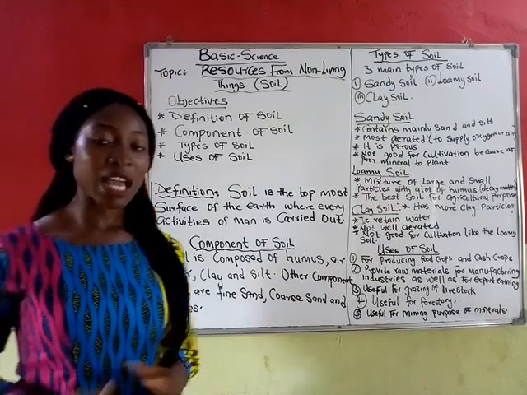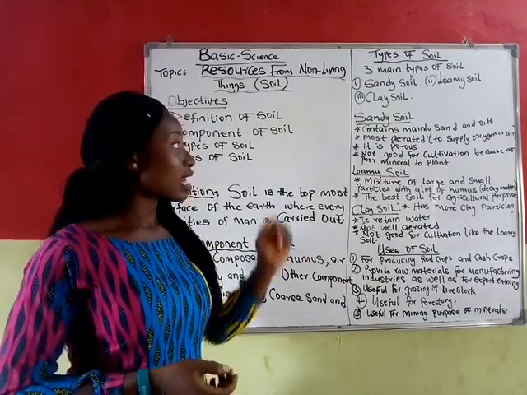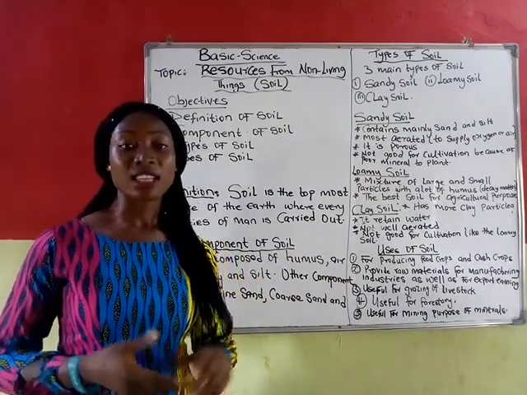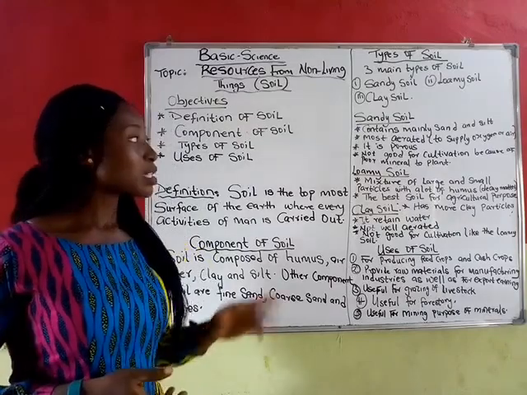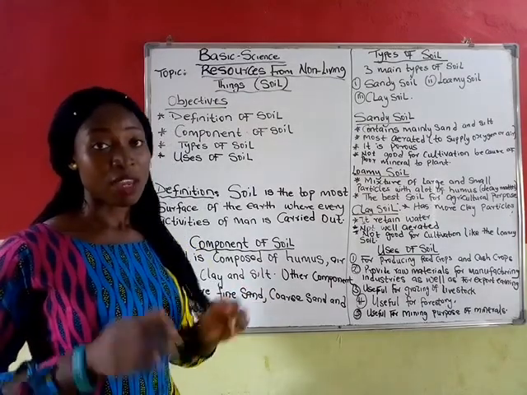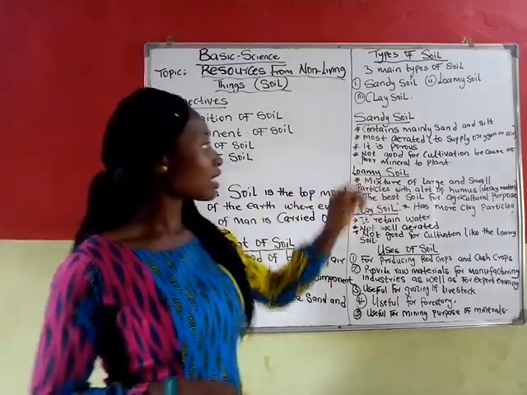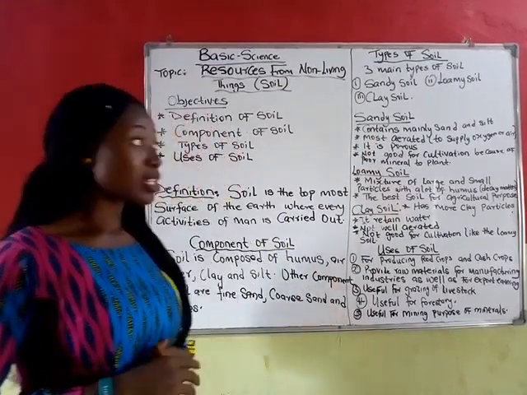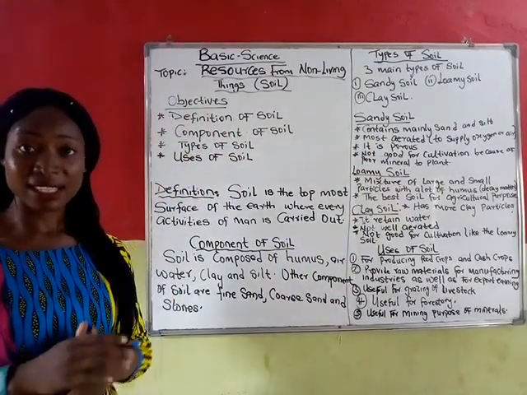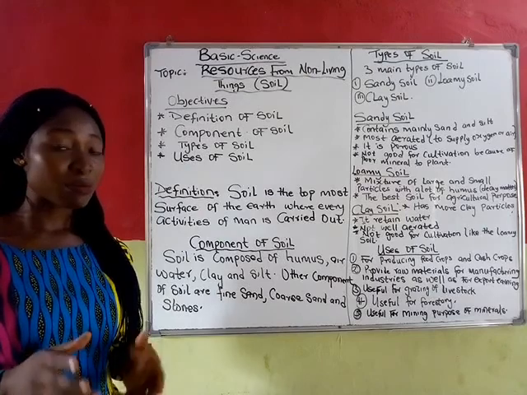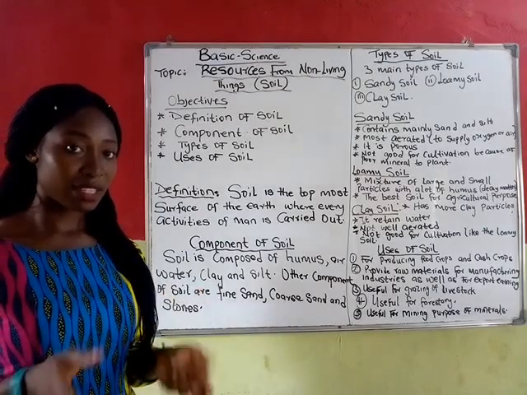Then that will take us to the types of soil. We have three main types of soil, and they are the sandy soil, the clay soil, and the loamy soil. We'll take each and every one of them in bits. The sandy soil. The sandy soil contains mainly sand and silt.